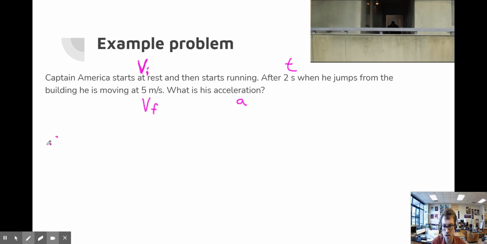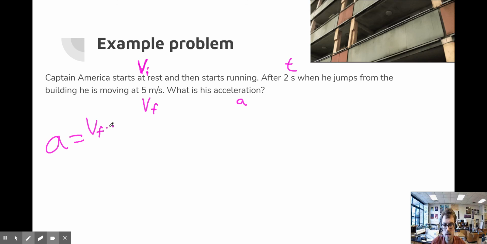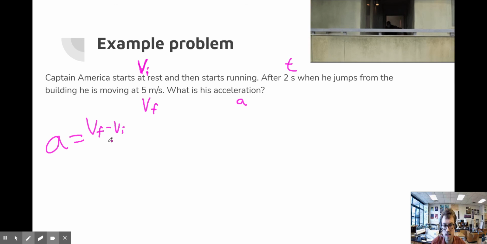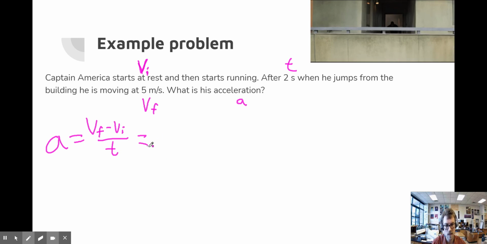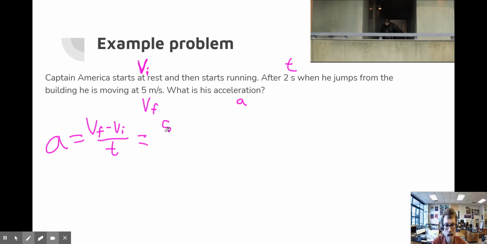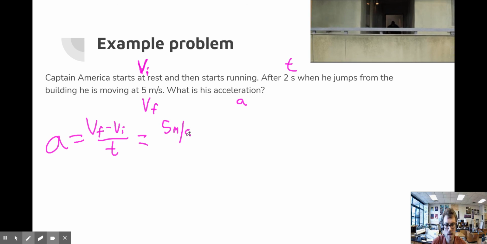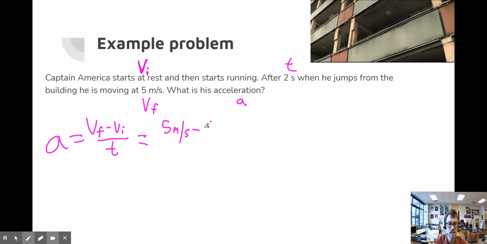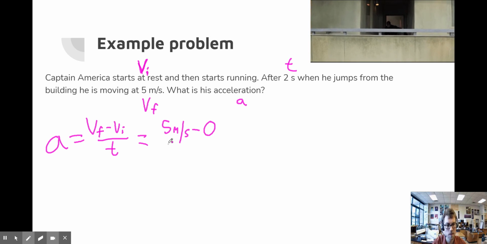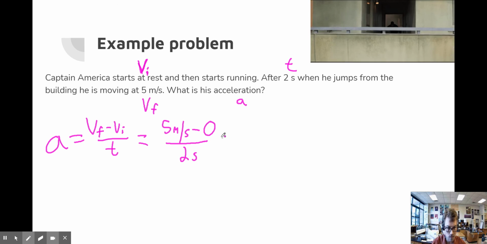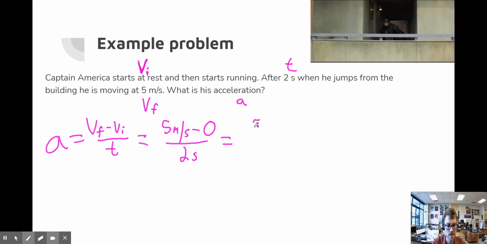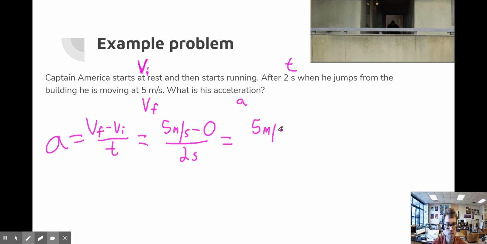So let's start off with our equation. Acceleration is equal to final velocity minus initial velocity divided by the time. So let's fill this in. That's going to be equal to 5 meters per second minus the initial velocity. Again, that was at rest. Rest means that you're not moving, so it would be 0, divided by the time, which is 2 seconds. So 5 minus 0 is 5 meters per second.